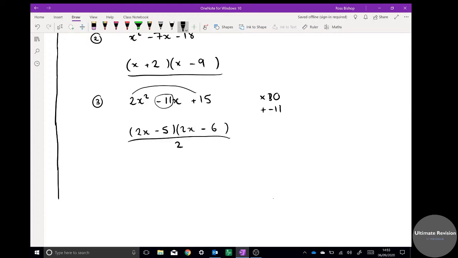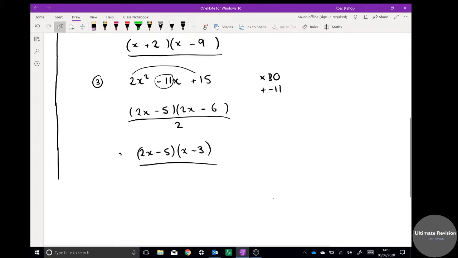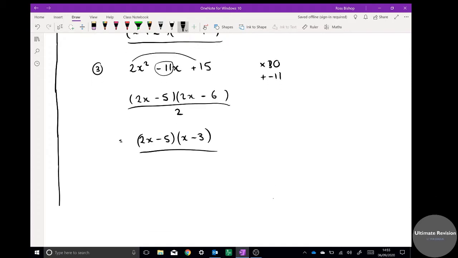Then I can divide the second part, I can divide the 2x minus 6 by 2, so I get 2x minus 5 and x minus 3. Okay, so those are those sort of types. Similar to the first type, you have to do a bit of simplifying at the end. Now you would have seen all those types before, but example 4 is a slightly harder example, similar to the previous one though, all in algebra.